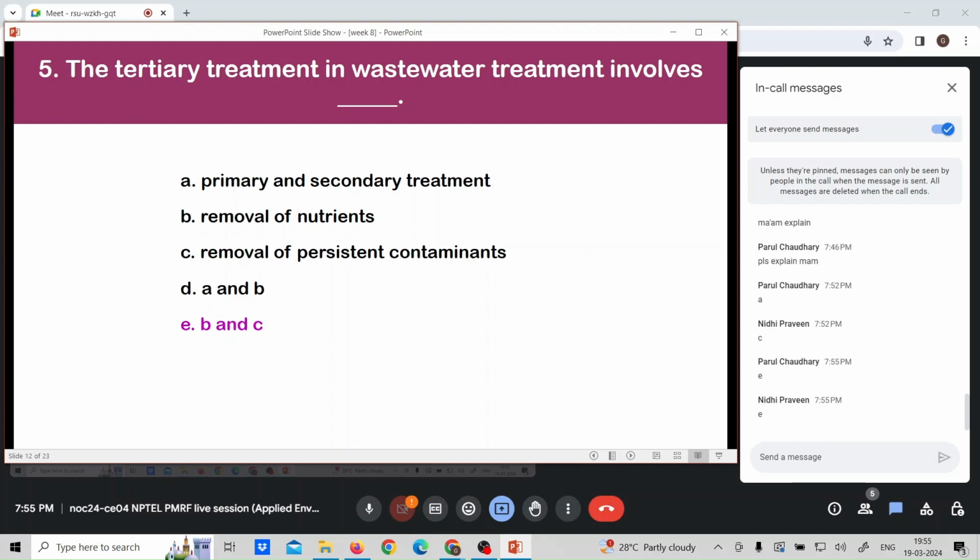You all are right. What are persistent contaminants? Some heavy metals. Okay, that is an example of a persistent contaminant. The contaminants that cannot be removed by biological or physical means.